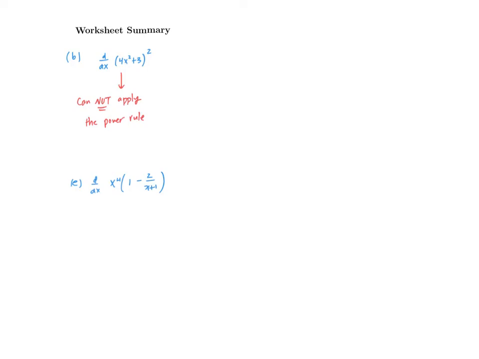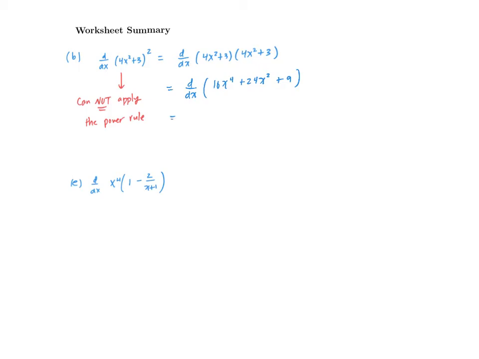But what we can do is rewrite this. So we can write it as 4x squared plus 3 times 4x squared plus 3. And once we have this expanded out, we now have two choices. We could continue expanding further and get a polynomial and then simply apply the power rule a couple times, or you could use the product rule, whatever your preference might be. So let's go ahead for fun and just expand this out one step further. So we would have 16x to the fourth plus 24x squared plus 9.